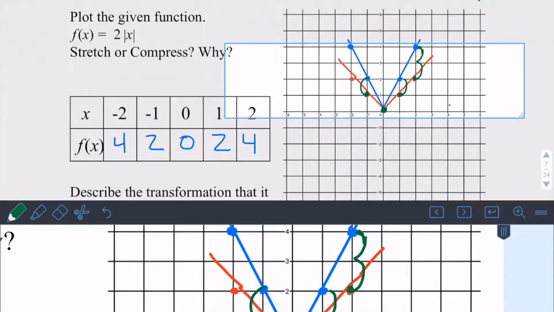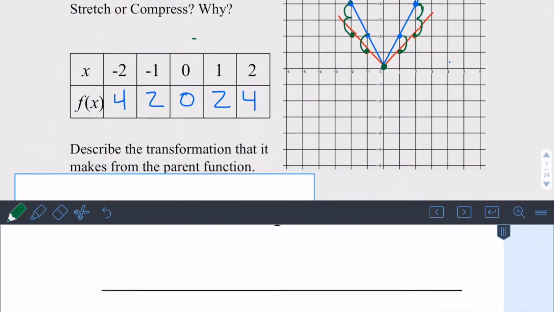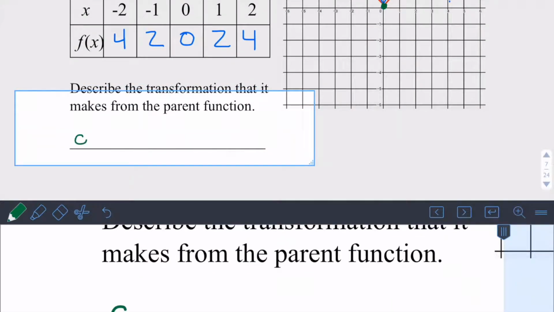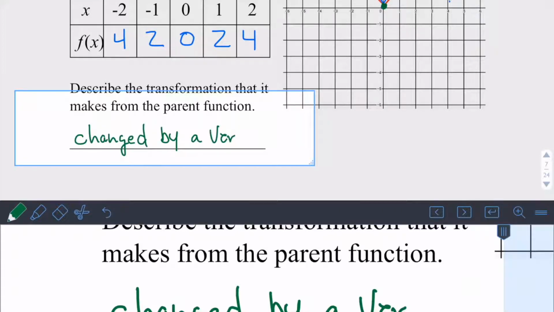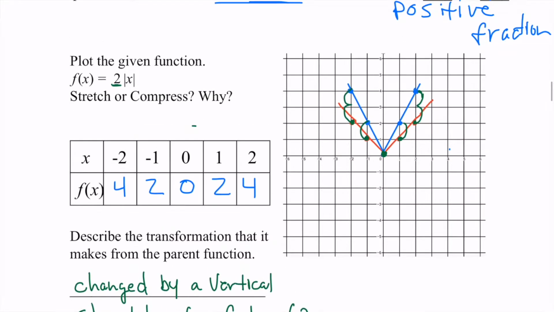That tells me that I have a vertical stretch by a factor of 2 present, and in the equation we see that by the coefficient in front of the absolute value expression being 2. How we would describe this from the parent function is we would say it changed by a vertical stretch of a factor of 2. So this is how we understand a stretch by a factor of 2.